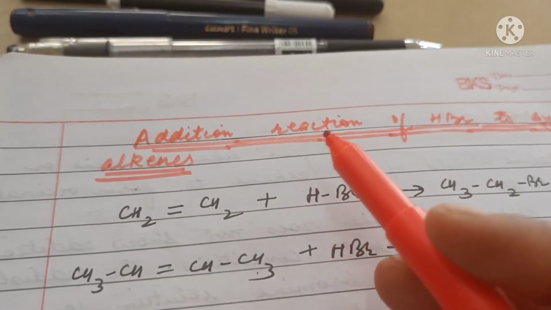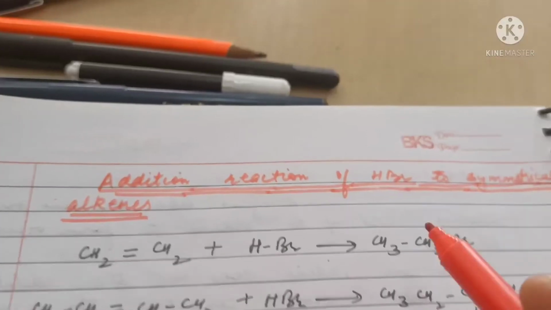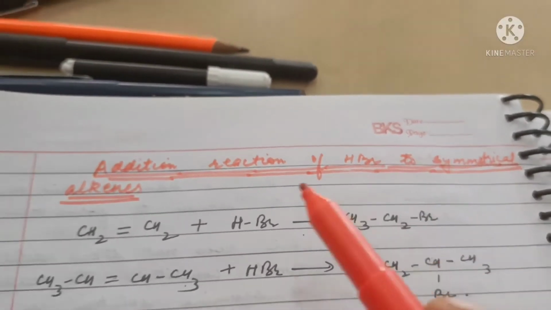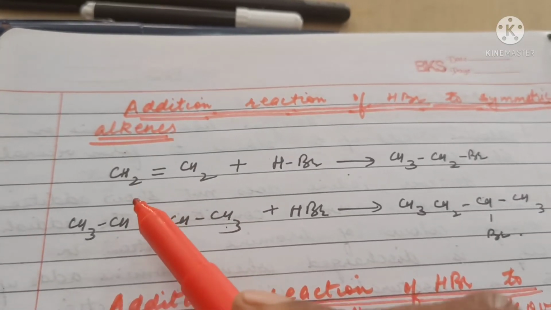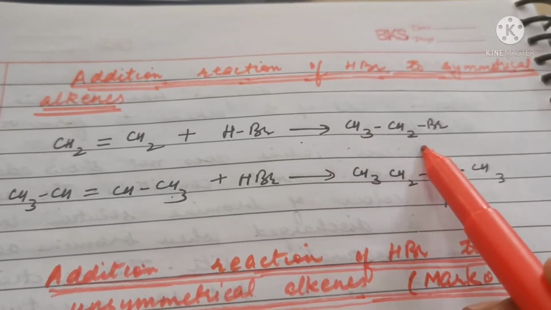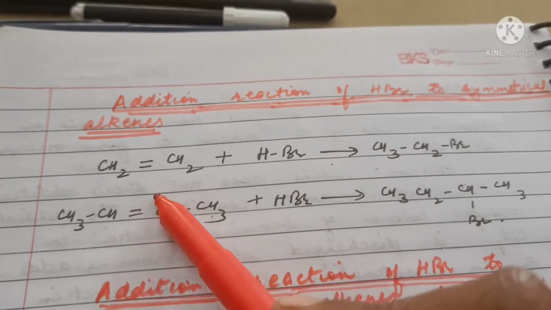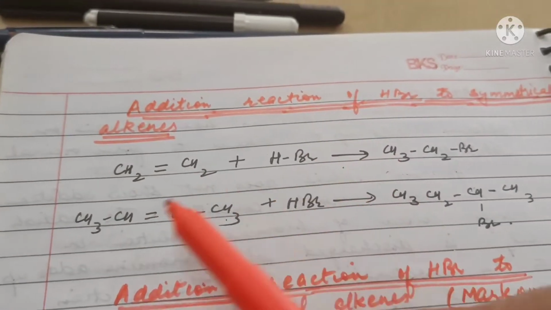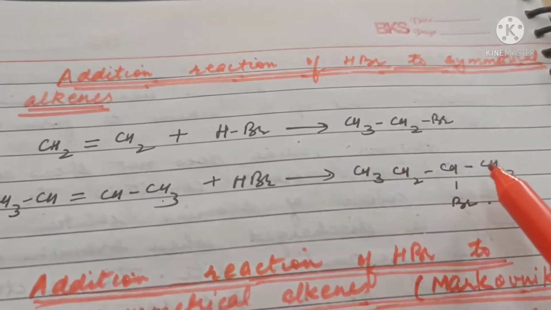So addition reactions can be categorized into two categories. Addition of HBr to symmetrical alkene: one atom will have H and one will have Br to form only one product, ethyl bromide, if it's added to ethene. Similarly, 2-butene, when HBr is added, only one product, 2-bromobutane, will be formed.